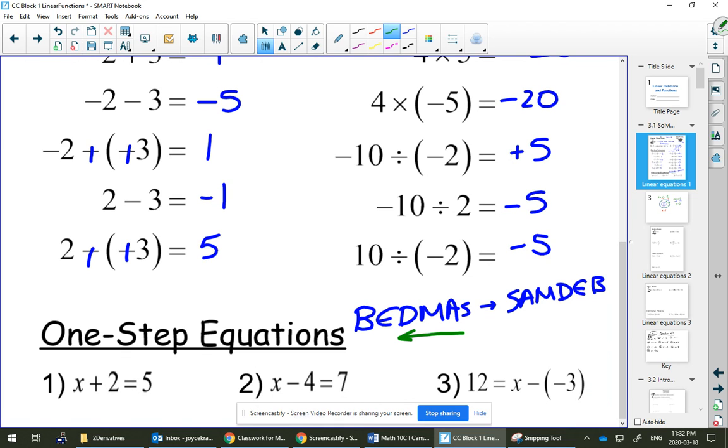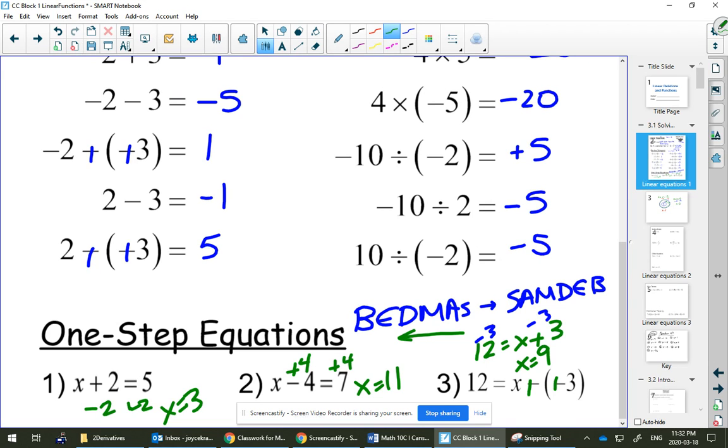All right, so if I've got x plus 2 equals 5, the opposite of adding 2 is subtracting 2. So x equals 3. x minus 4 equals 7. The opposite of subtracting 4 is adding 4. So x equals 11. And 12 equals x minus a negative 3. Well, it's helpful to start by rewriting that: 12 equals x plus 3. And if I want x by itself, I'm going to have to subtract 3 from both sides. So x will equal 12 minus 3, which is 9.